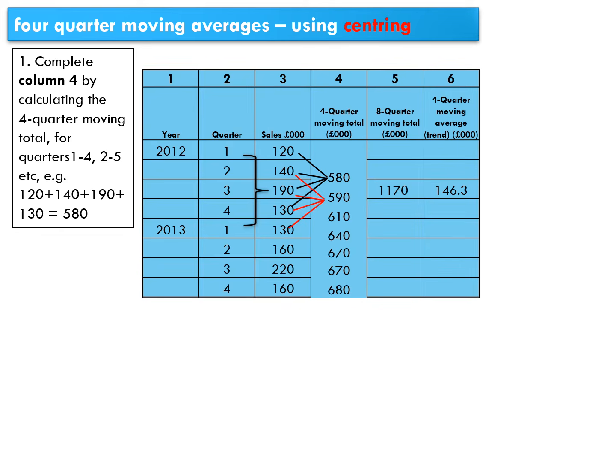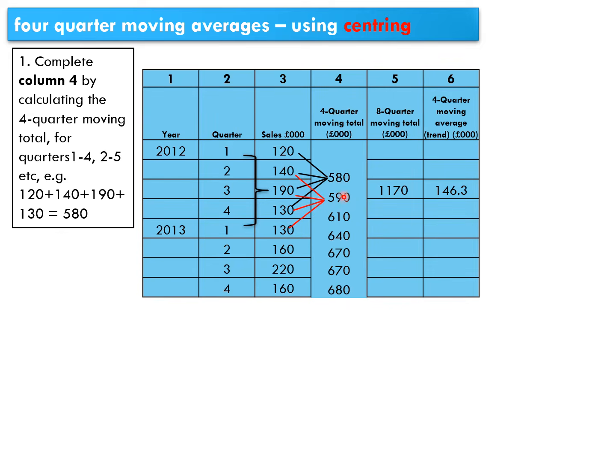So the first thing we do is we calculate a 4-quarter total, so the total for the year. So this takes in quarter 1, 2, 3, and 4. We add up for the year and we get 580, but that falls somewhere in between 2 and 3. We then go to the next set of data. So we take quarters 2, 3, 4, and 1, here indicated by the red, and we add those together and we get 590. And this again falls in between the 3rd and 4th quarter. So these are called centering. These are going in between our data points.